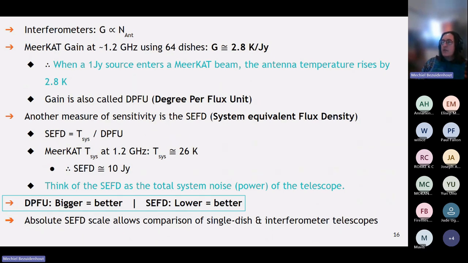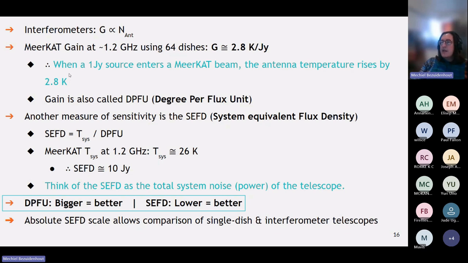So to give you an example of numbers for these things, the MeerKAT gain at 1.2 gigahertz, remember it's frequency dependent, if you use 64 dishes, is 2.8 Kelvin per Jansky. Remember, the scaling is proportional to the number of antennas. So if you use half of the MeerKAT dishes, you get half of that gain. If you add another 64 dishes, the gain doubles. But if we use the 64 dishes currently installed, you get a gain of 2.8 Kelvin per Jansky.